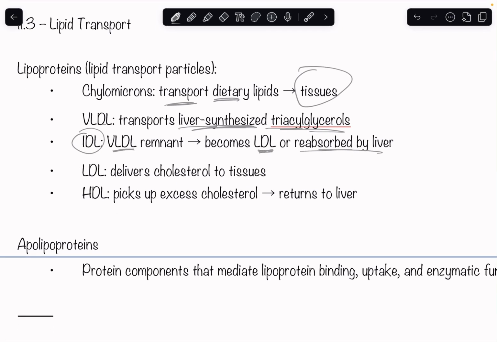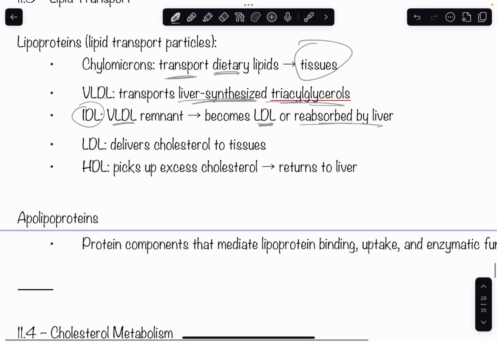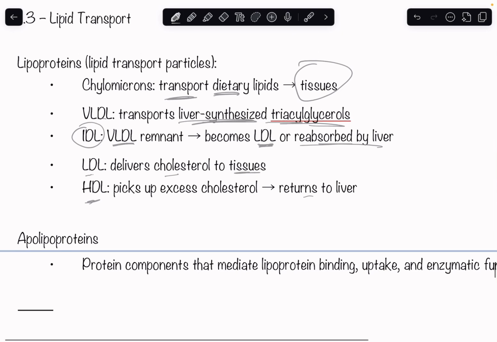And remember, we don't want LDLs. LDL is bad. LDLs deliver cholesterol to the tissues, and this is why LDL is considered bad cholesterol, because you don't really want a buildup of cholesterol in your tissues. HDLs we call good cholesterol because HDLs pick up excess cholesterol and return it to the liver. So this is actually good for you. You take the excess cholesterol and bring it back to the liver.